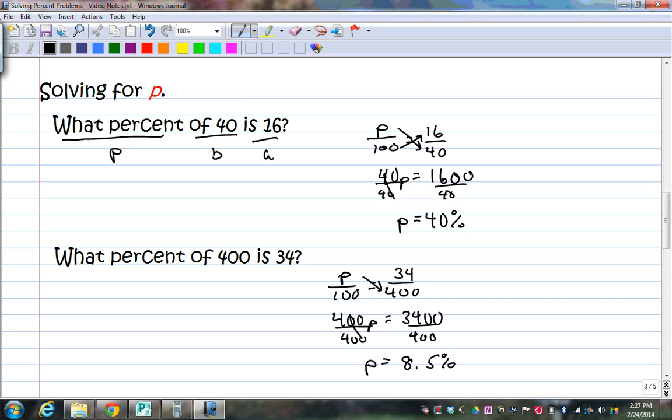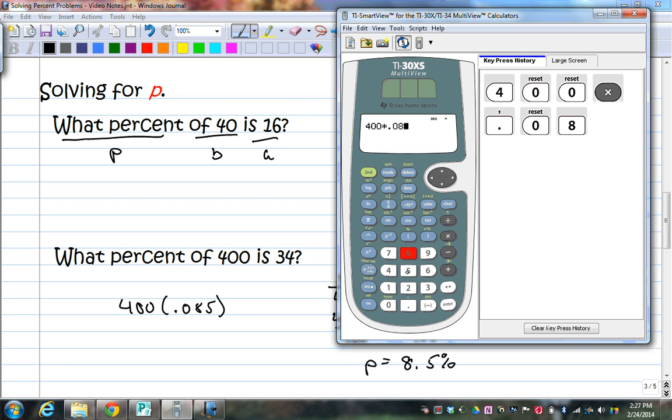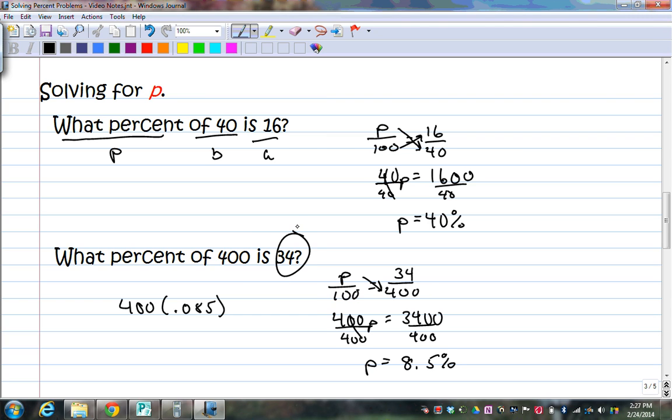Now, you could always check it, because it says what percent of 400 is 34. If you took 400 and you multiplied by 0.085, which is 8.5% as a percent, do that in your calculator. Here, I'll do it real quick. I'll have 400 times 0.085, enter, and I get 34, exactly what it should be. So we know that we're doing these correctly. All right, let's move on.